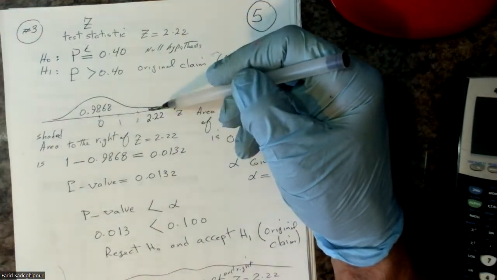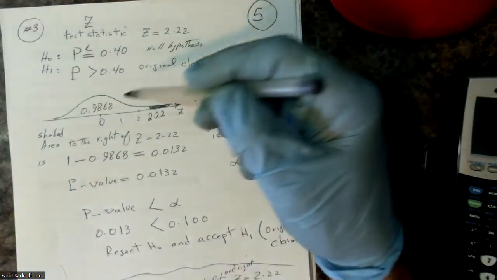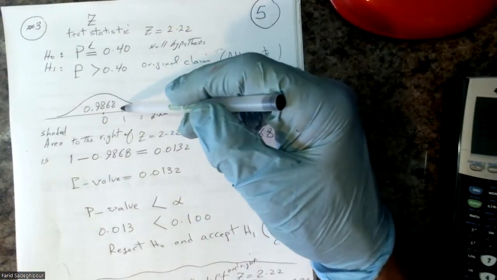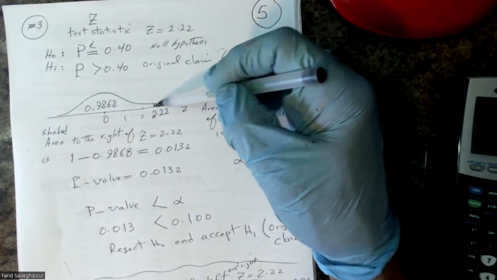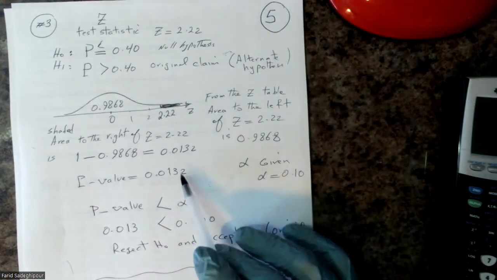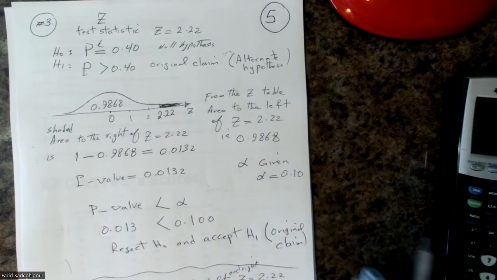For that, you could use the area for 2.22. You could find the area, 0.9868. And when you subtract from 1, that gives you the area of here, 0.0132. That's your p-value. And then you could compare that with alpha that's given in the problems.